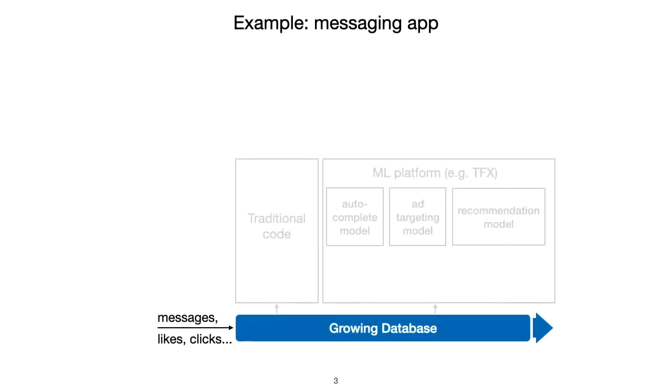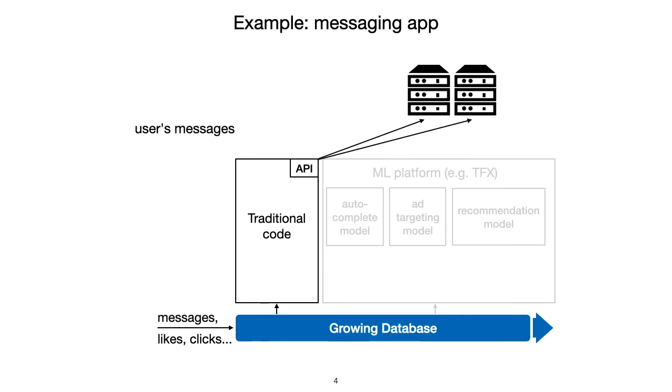In a modern messaging application, you probably have a database that will store the users, their messages, and a lot of metadata like their clicks, their likes. And this database is continuously growing as users interact with the application. The core logic of the application will be implemented with traditional code that interacts with the data to record and display users' messages. And this code will be exposed through an API, possibly to third parties, and maybe part of it will run on users' devices for speed.